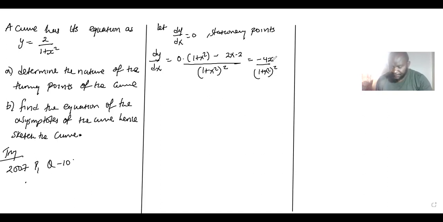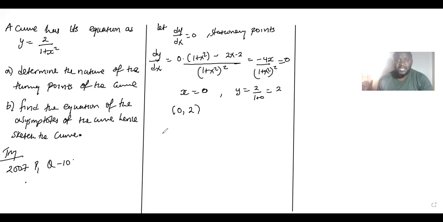And this turning point, when you equate this to 0, you will confirm that x is equal to 0. So if x is 0, what is y? Y will be 2 out of 1 plus 0. So y will be 2. So the turning point is at (0, 2). And it is only one.